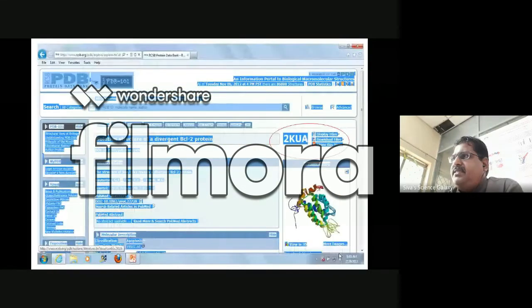Okay. Now go to the PDB database and download the template structure, the atomic file, 2KUA. That is the template file. I have circled it in red.